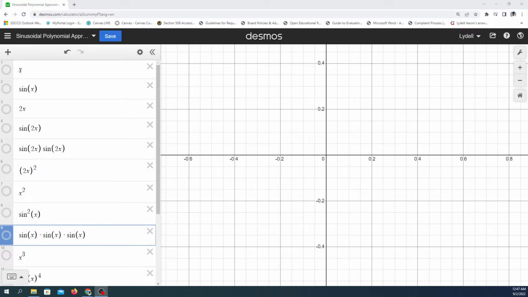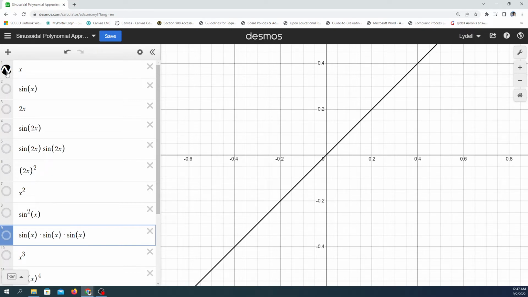We're going to look at polynomials of x, like x squared, 2x squared. So let's go ahead and get started. Let's look at the line x. x is just a line with a slope of 1. And let's look at sine of x. Notice the similarity there.